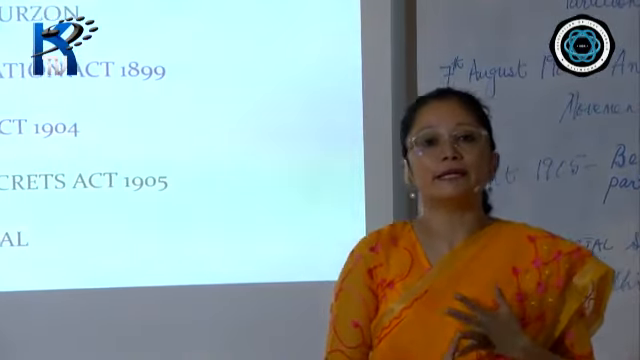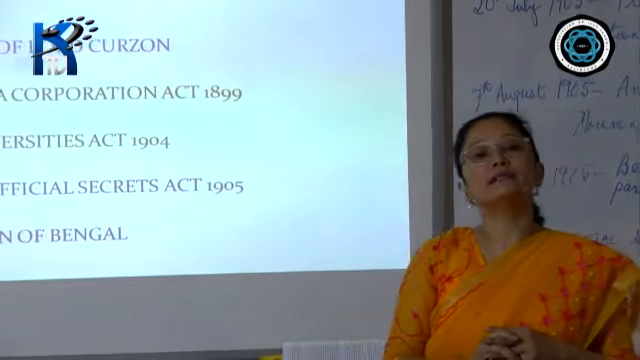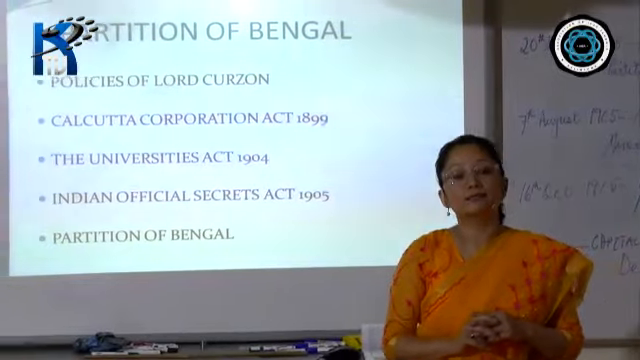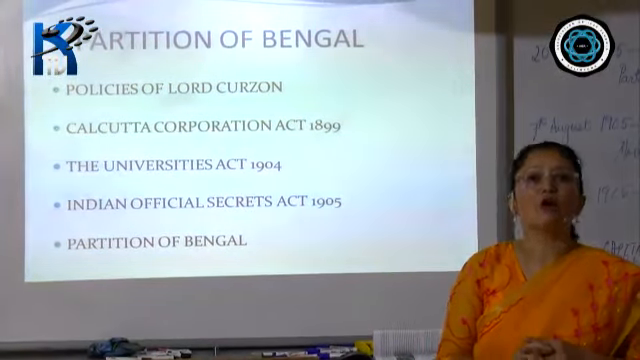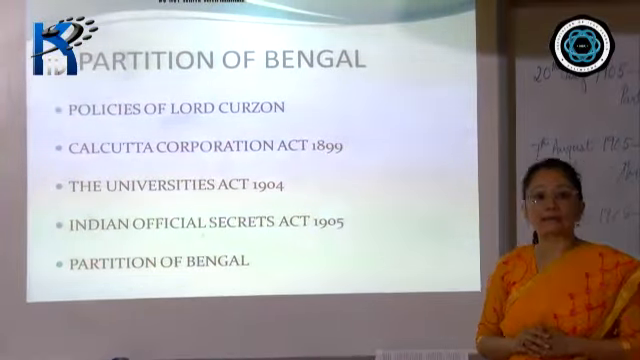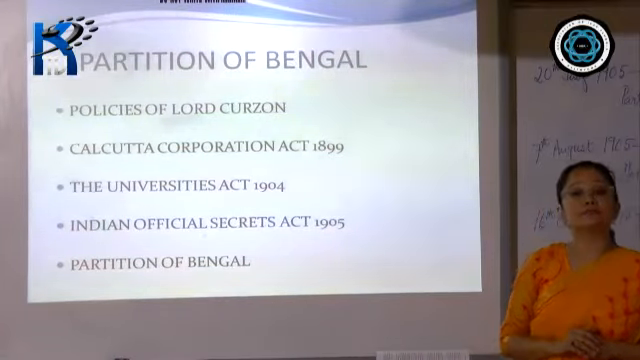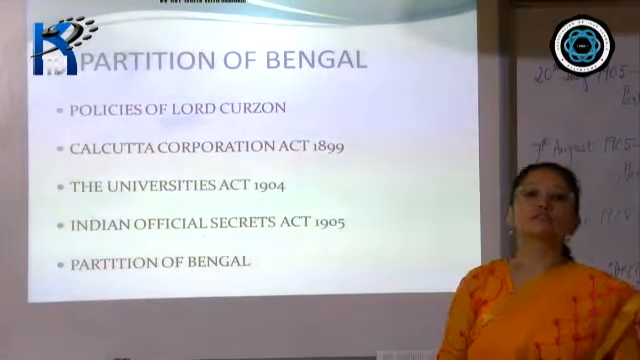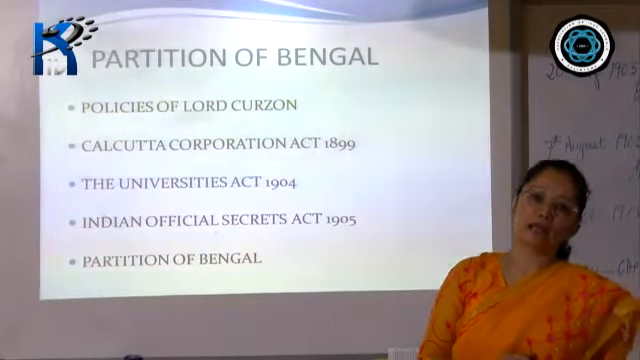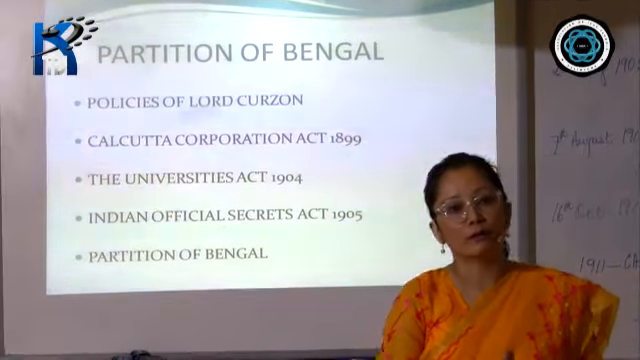I have already given you the introduction of Lord Curzon, who came to India in 1899. I have also told you about his very unpopular or repressive policies like the Calcutta Corporation Act, Indian Universities Act, Indian Official Secrets Act, and last but not the least, the most damaging was the partition of Bengal in 1905. So let us look at this historic partition of Bengal of 1905.